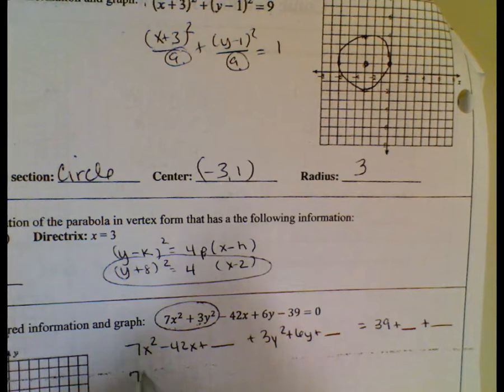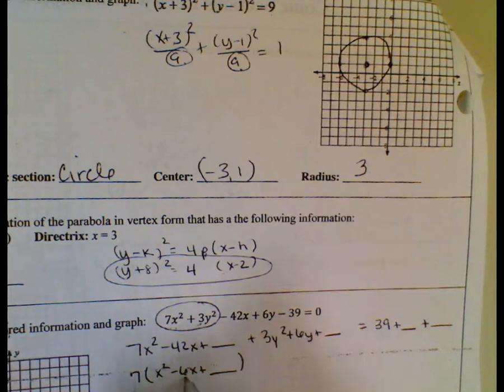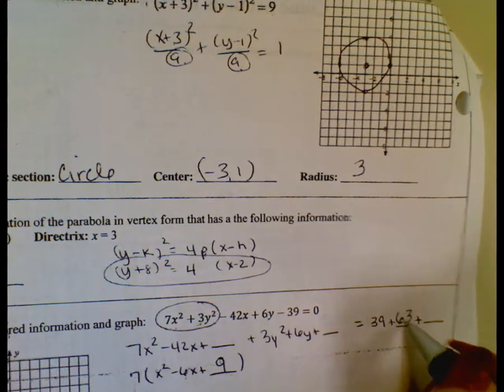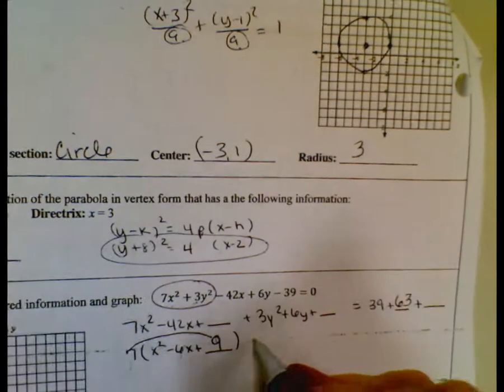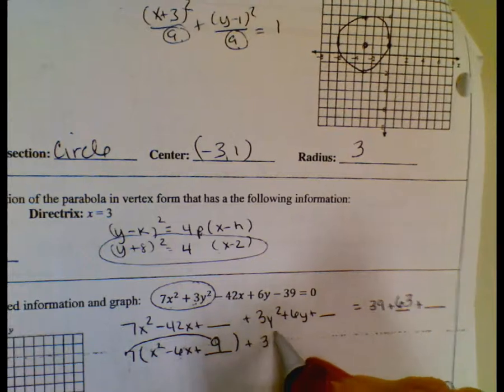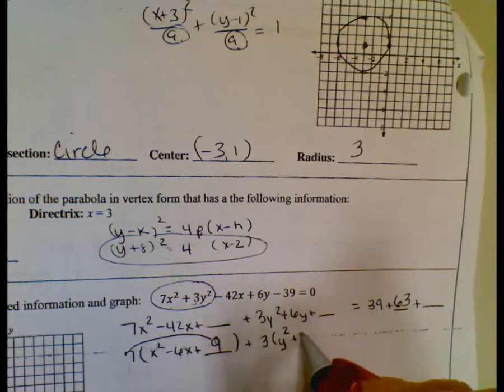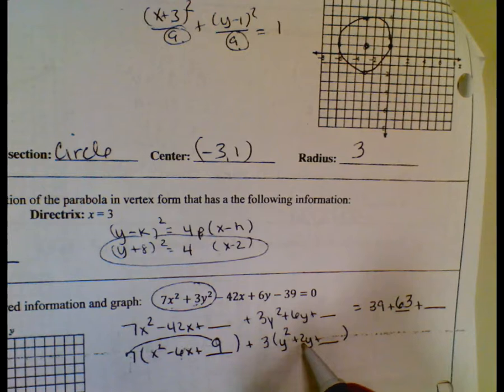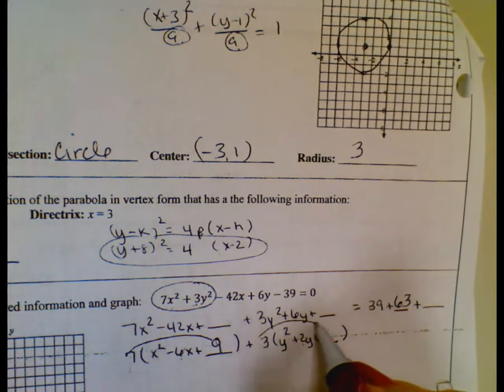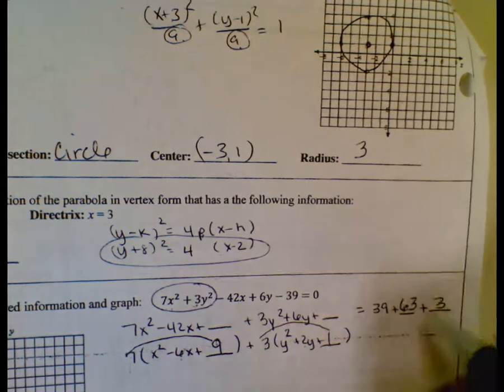So let's take a 7 out of this. So half of -6 is -3. -3 squared is 9. 7 times 9 is 63, and that is what we're adding to the other side. We're not adding 9 to the other side, we're adding 63. For the y family, we're going to take a 3 out. So when you complete the square, half of 2 is 1. 1 squared is 1. If you distribute the 3 in, we're adding a 3 to the other side.